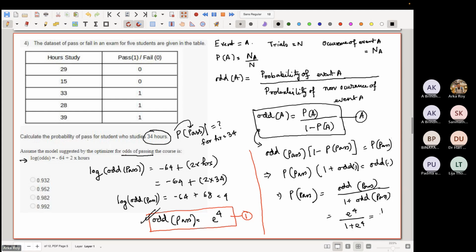And shockingly, you can see that this is a representation of logistic regression. That is basically the sigmoid function, 1 divided by 1 plus e to the power minus 4. If you evaluate that value, the correct answer is 0.982. So the probability of pass is basically 0.9820.